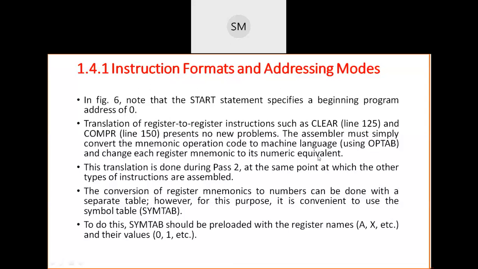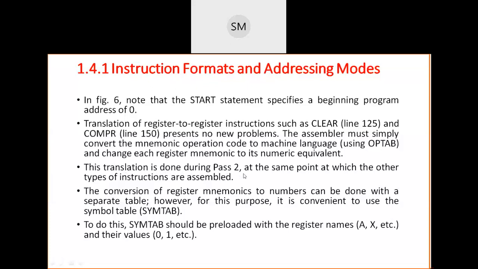If there are registers in your instruction, then you simply write the register numbers by using the symbol table. I already told you earlier that in the symbol table, symbols will be there, and registers will be there. If symbols are there, their addresses will be there. If registers are there, their equivalent numbers will be there. Similarly, if an operation code is there along with the operand, then you search that operation code in the OPTAB and you get the machine code of that operation code.